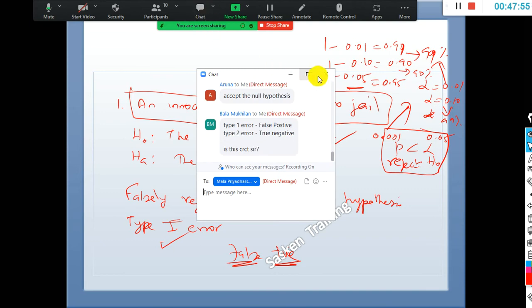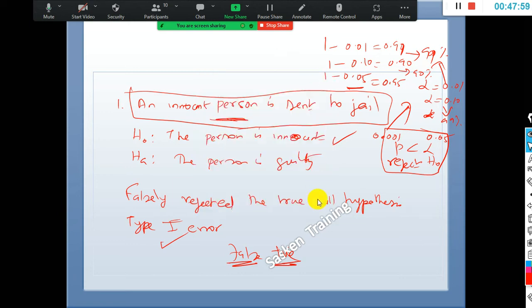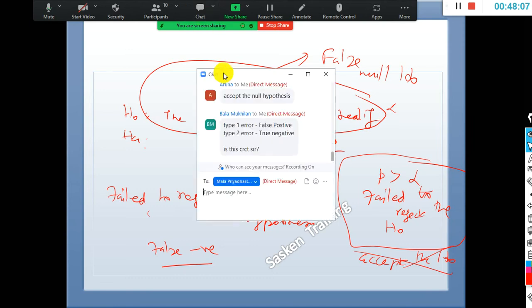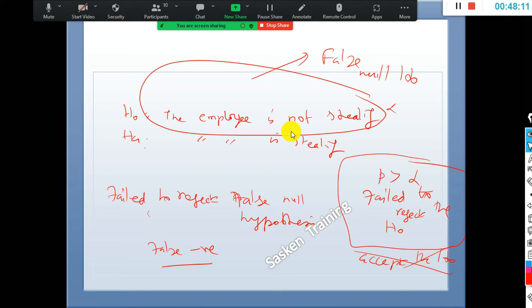Okay, so true negative, correct. Sorry, type 1 is false positive, and type 2 is true positive. Yes, correct. Type 2 is true negative. No, false positive. Wait. Give me a second here.